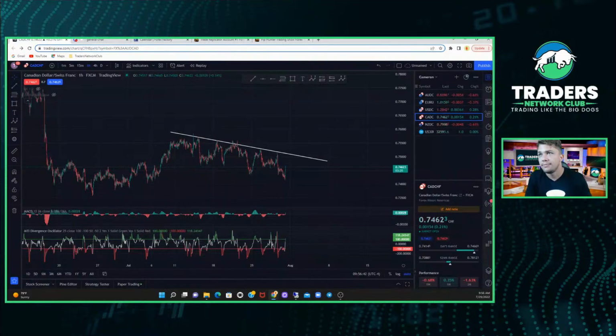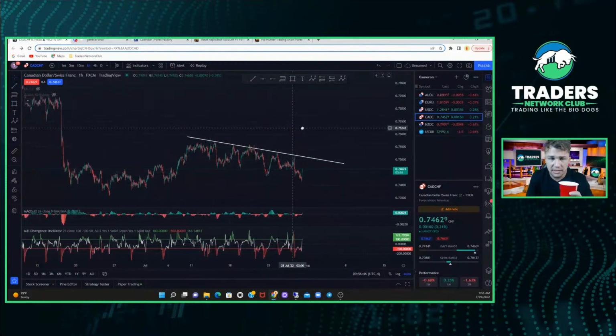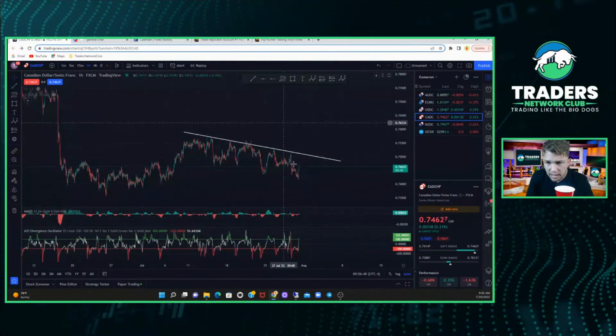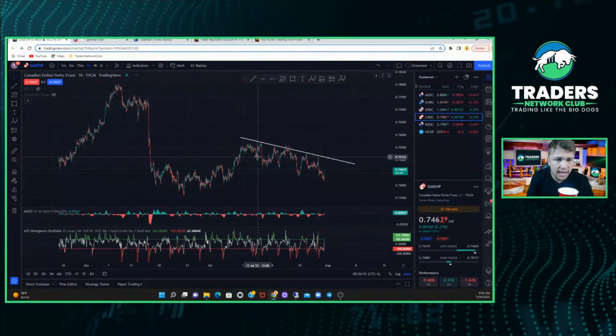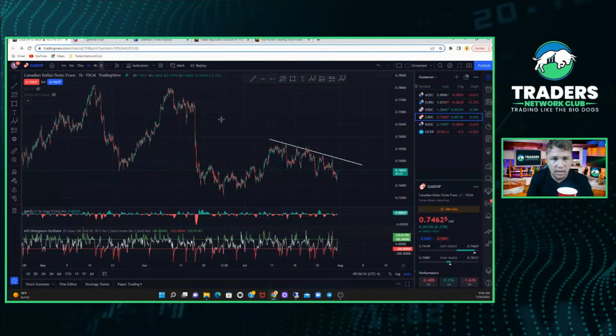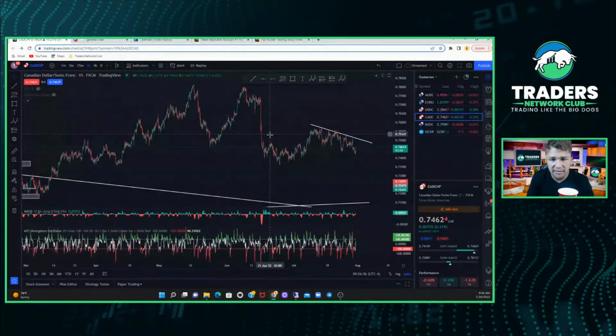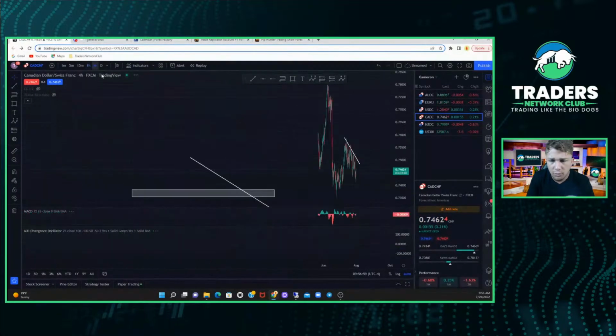All right. So we're on the CAD Swiss. We're holding the Euro US dollar and the New Zealand CAD. So we got price creating this bearish move right here on the CAD Swiss, and I'm looking at the 1 hour. Let's go to the 4 hour here.